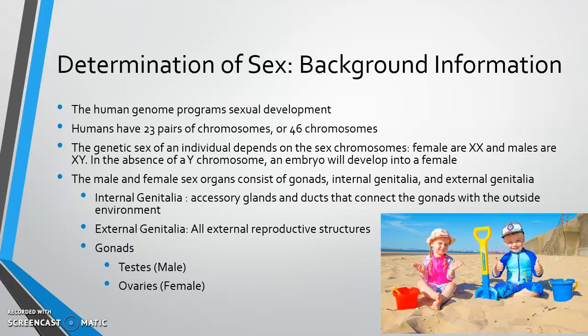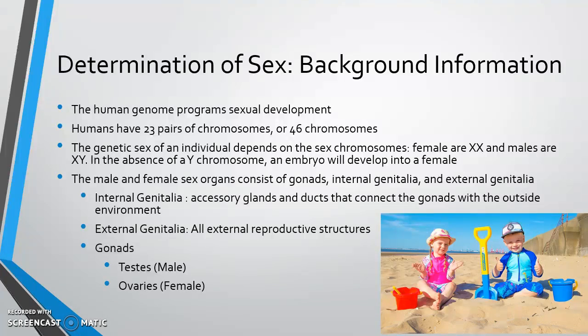Humans have 23 pairs of chromosomes, or 46 total chromosomes, that will guide this development. So the genetic sex of an individual will depend on these sex chromosomes. Females are XX and males are XY. Now, in the absence of a Y chromosome, an embryo will develop into a female. So the male and female sex organs are similar before they differentiate.